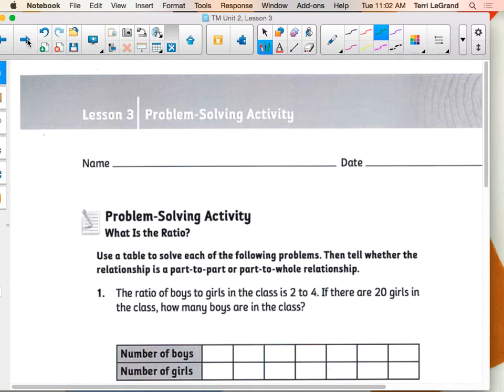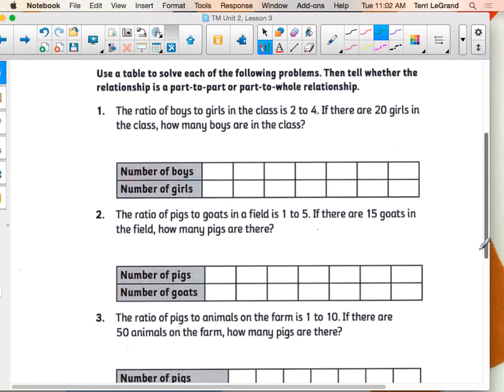Let's go on to this last page then. Are we on the last page or are there a couple more? One more after this. Oh, we gotta move then. Okay. Use the table to solve the following problems and tell whether the relationship is part to part or part to whole. Okay, the ratio of boys to girls. Well, that's the first important thing right there. And so this is, and it's 2 to 4.